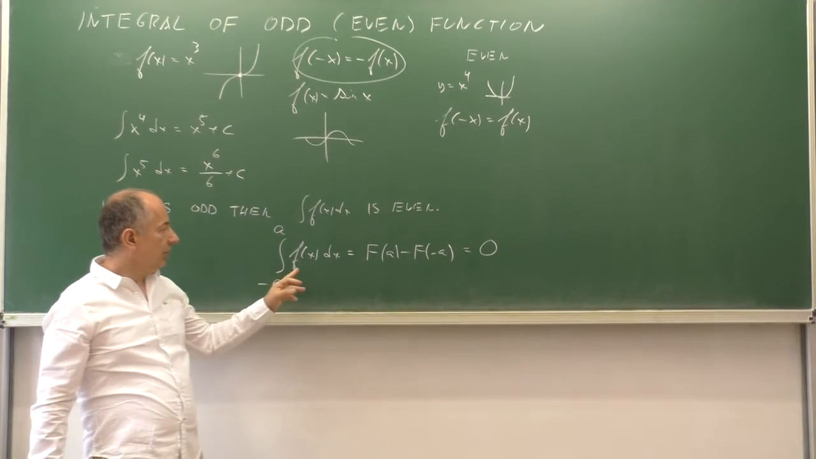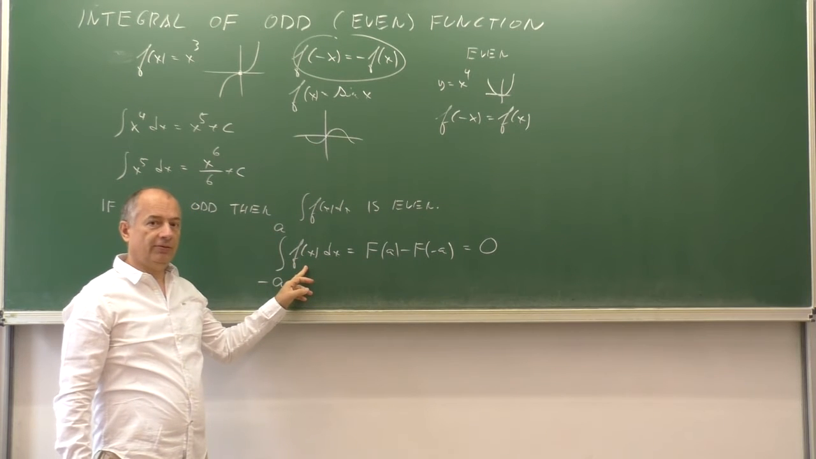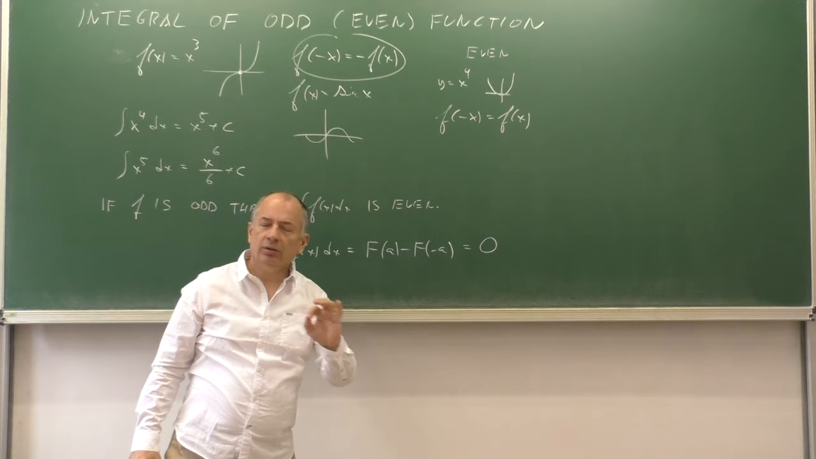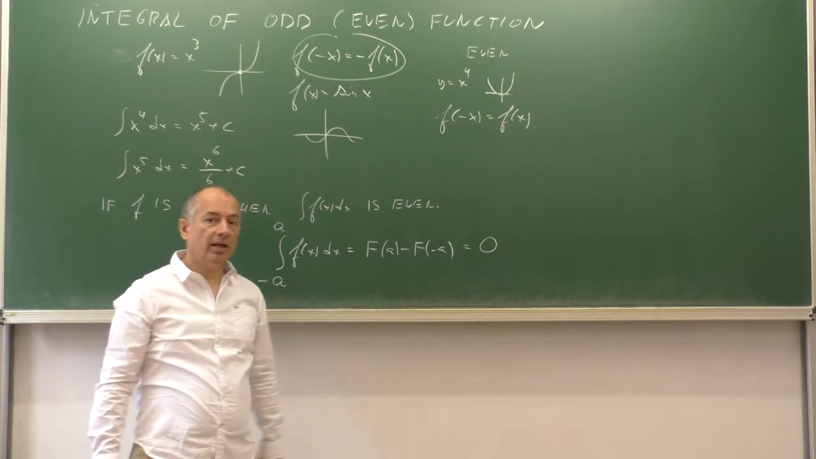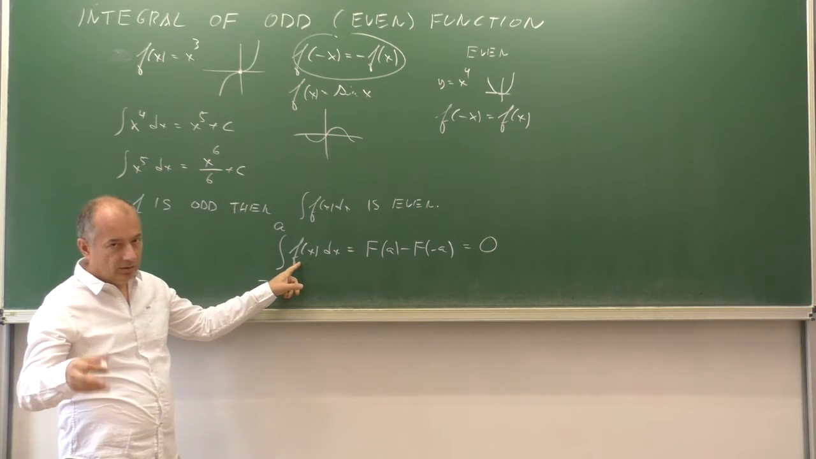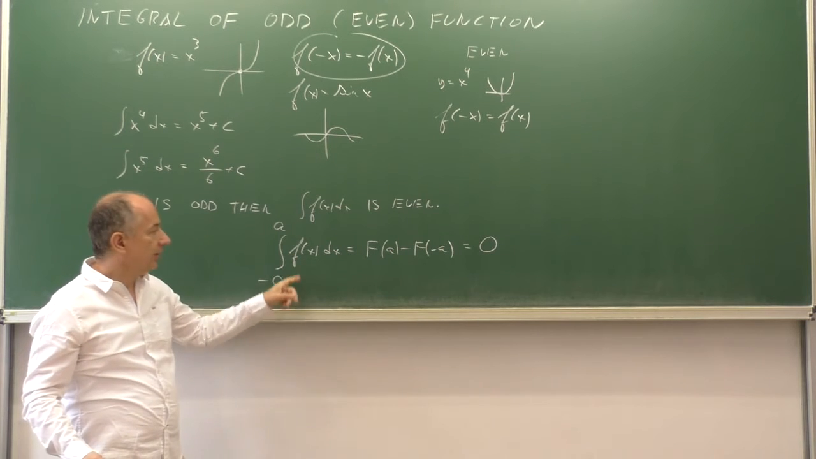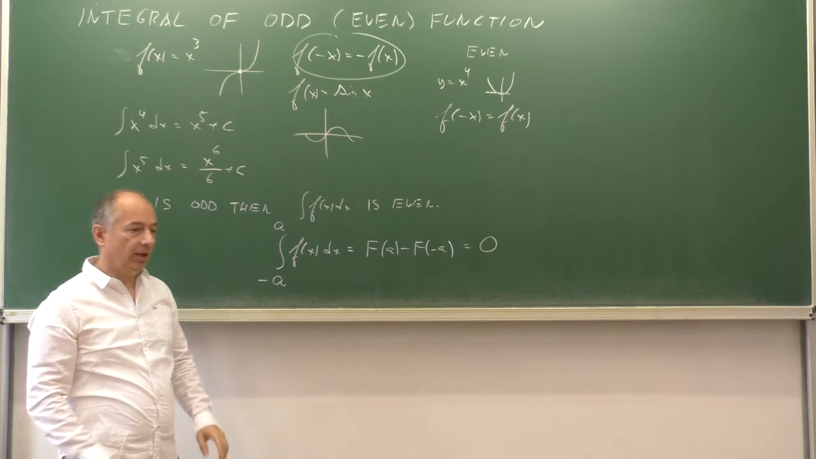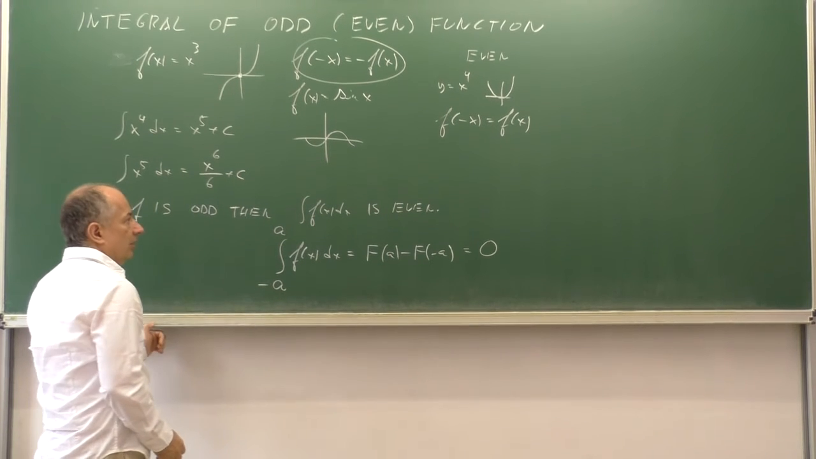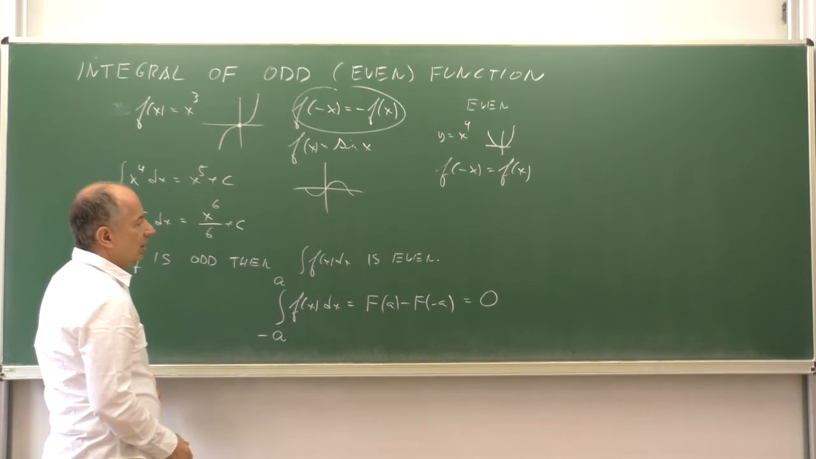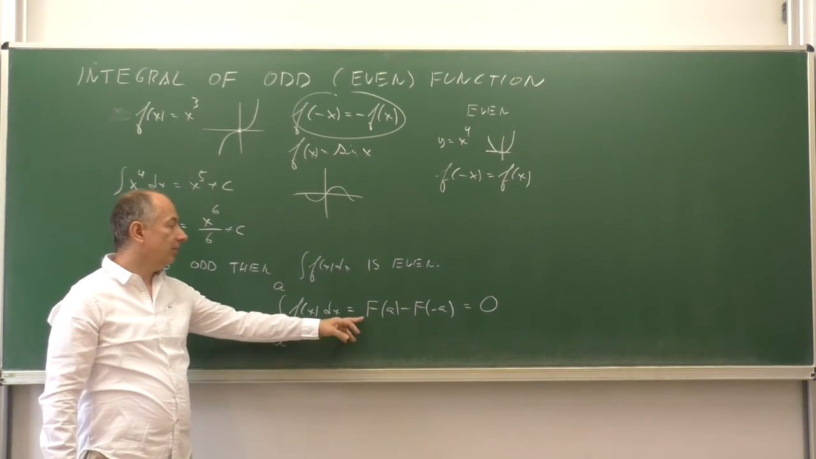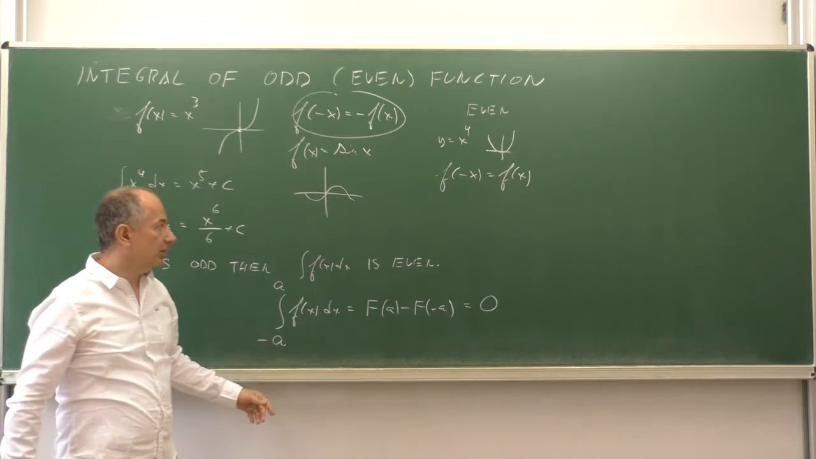And this is true even for complicated functions f. The function f may be so complicated that we are not able to find the antiderivative. But just from the knowledge that f is continuous and odd, this integral is equal to 0. And we are done. This is the exact result. Let me show you this by two examples: when the antiderivative can be found and when the antiderivative cannot be found.